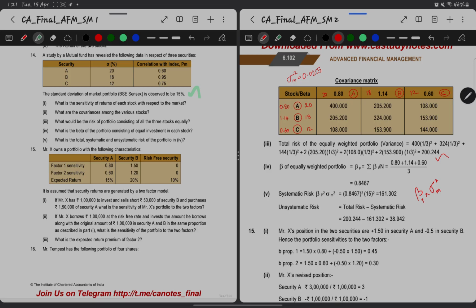Systematic risk is nothing but beta of portfolio squared multiplied by market variance. So 15 squared, they've given us the market portfolio standard deviation, squaring will give us the variance, multiplied by beta of portfolio squared will give us the systematic risk, which is 161.302. Reducing it from the total portfolio risk, 200.244, will give us the unsystematic risk, which is 38.942.